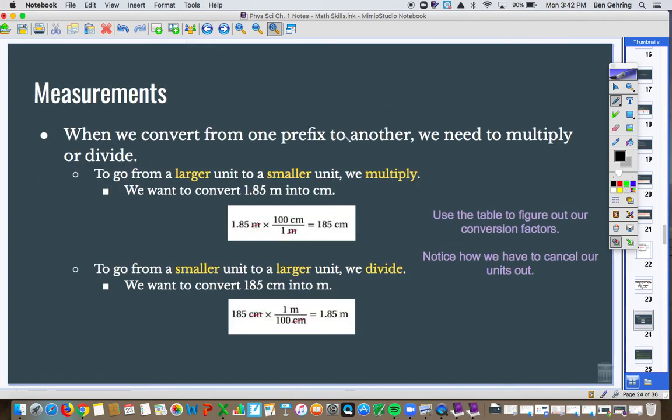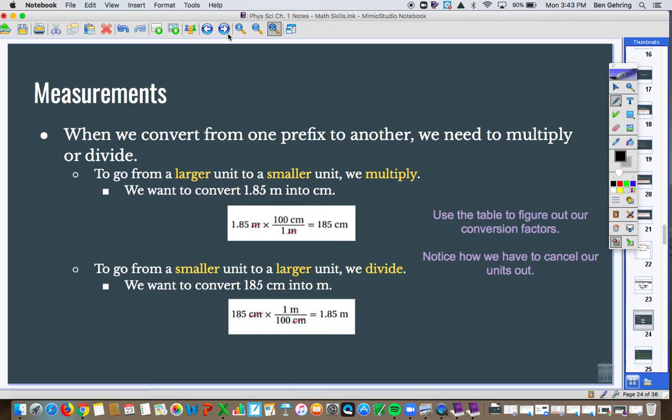So here's another example. We want to go from 1.85 meters into centimeters. Centi is 10 to the minus 2. And so because that would be on bottom, we flip it and put it on top, which is 10 to the second, or 100. So you get 185 centimeters. And likewise, if you're going from a smaller to a bigger unit, you're going to divide. So 185 divided by that 100 gives you 1.85 meters.